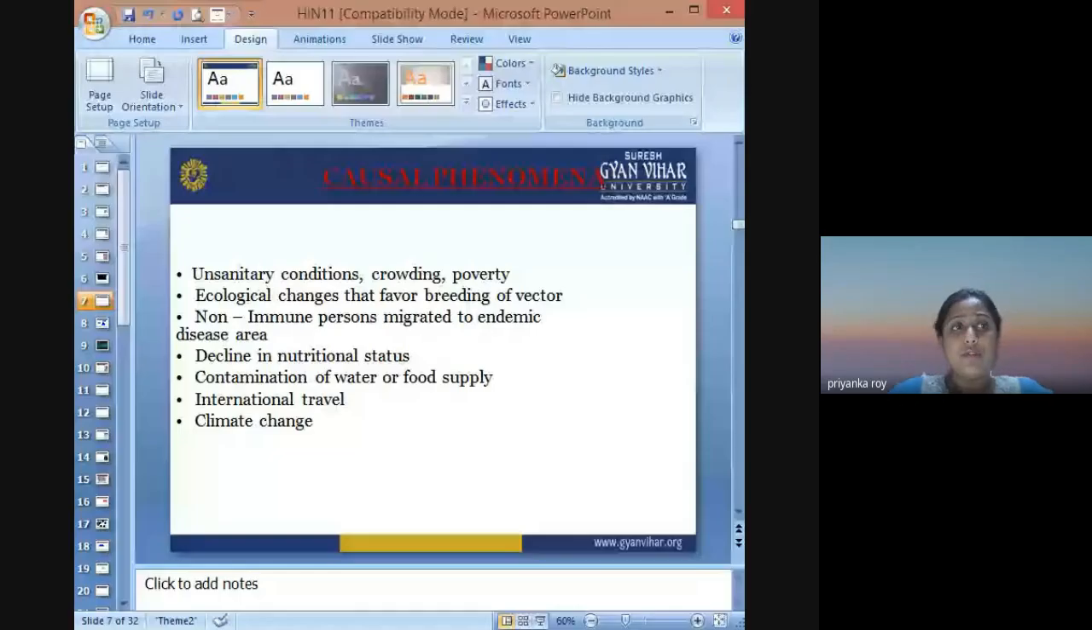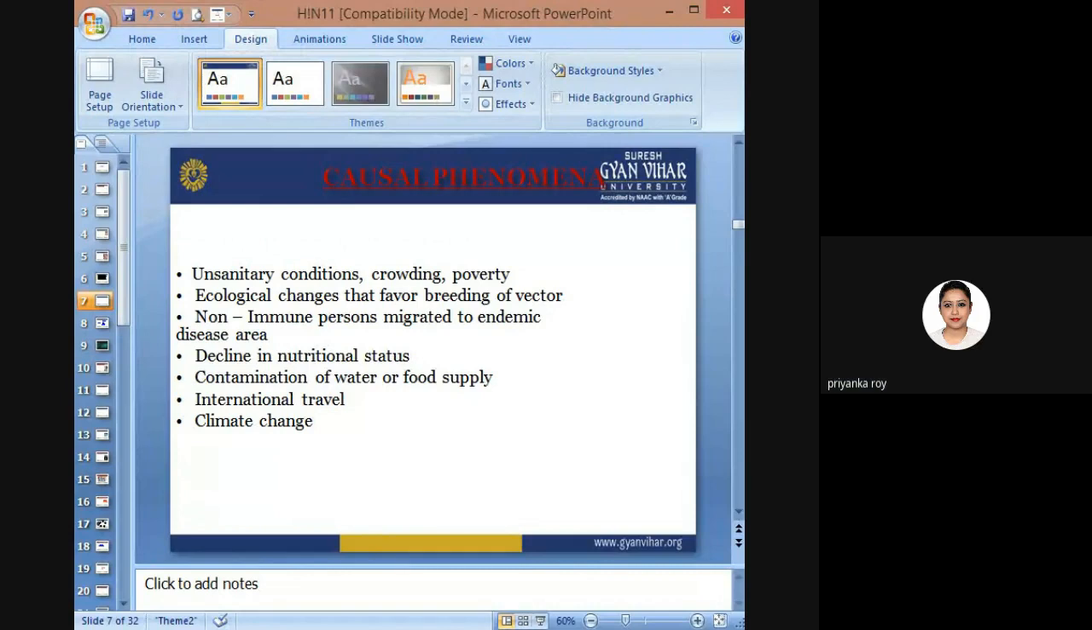Phenomena like unsanitary conditions favor the breeding of pathogens. All right, whether it is the breeding of vectors or bacteria or any agents that have the ability to transmit the biological agents for infections.